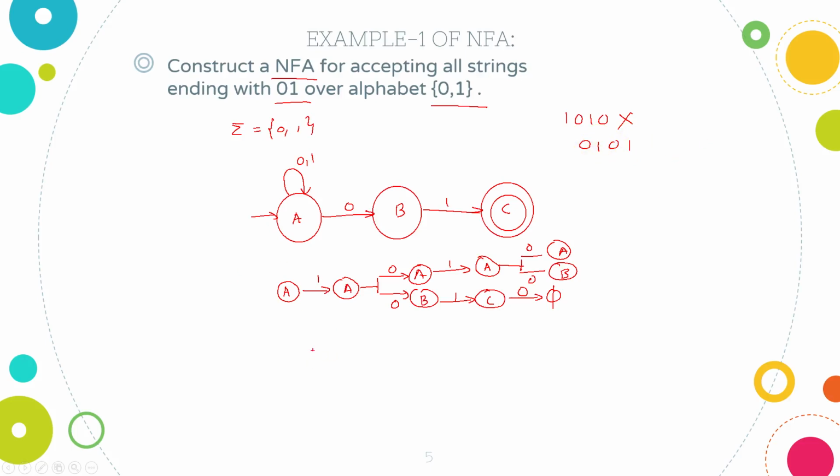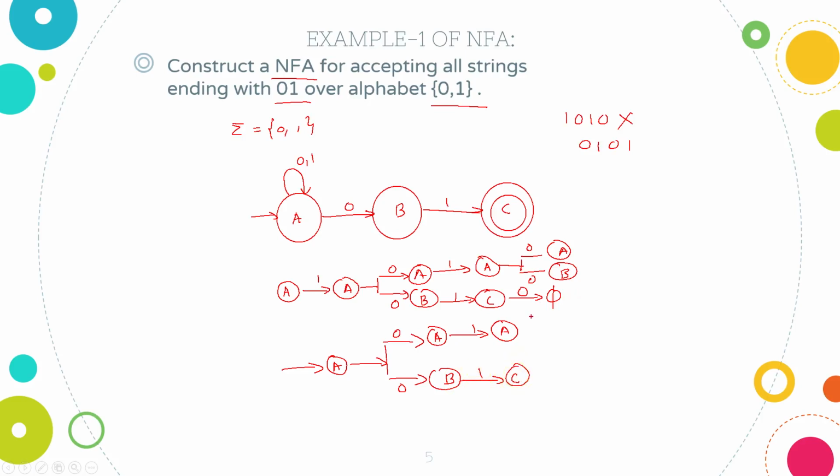Okay, so let's say you get 0, 1, 0, 1. First you get a 0, you are in state A, you get a 0, you go to either state A or you go to state B, correct? And if you get 1, then you go from state A to state A itself. But if you get a 1 in state B, you go to state C.